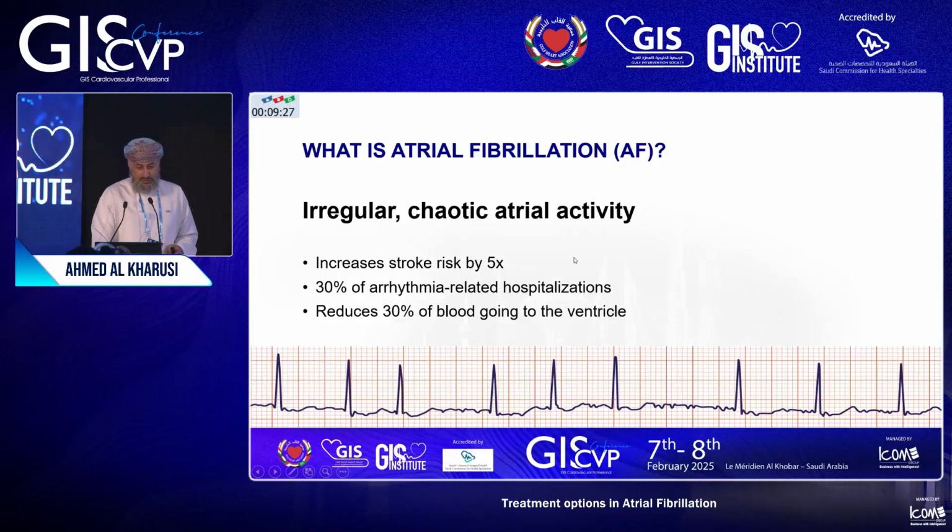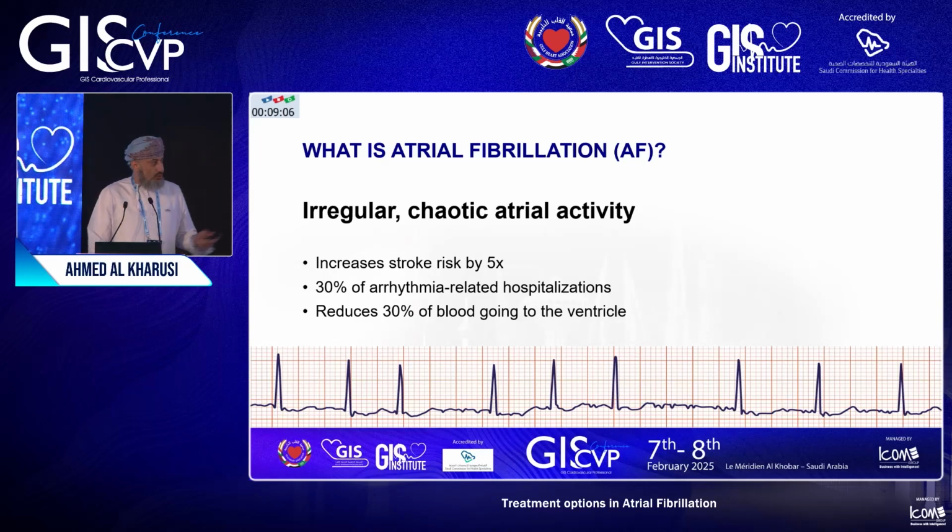Okay. First of all, what is atrial fibrillation? Mainly atrial fibrillation, as you can see, is irregularity. It is a chaotic atrial activity. So the atrium is working in a chaotic way. It's not regular at all. And the ventricle is beating randomly.